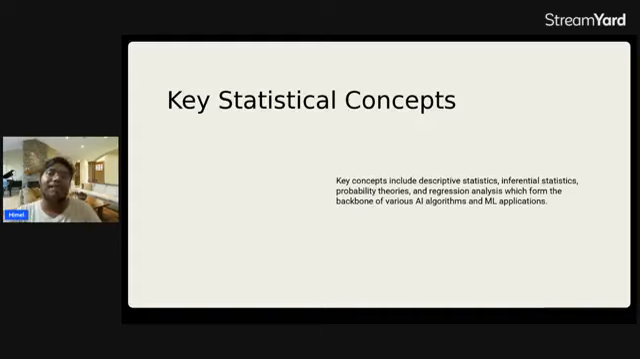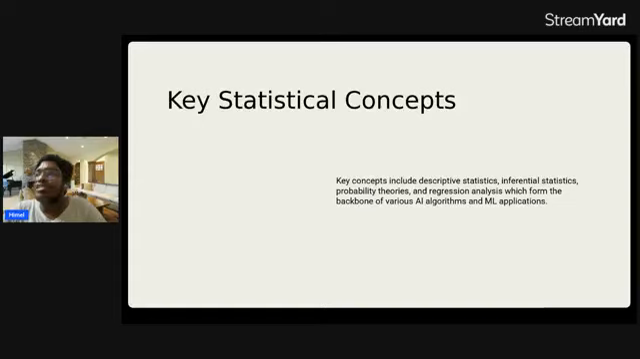Before we move into our application specific methods, we must cover the basic building blocks. Key concepts include descriptive statistics, inferential statistics, probability theory, and regression analysis. So, what is descriptive statistics? These are tools that help us summarize and describe features of the data, such as central tendency and dispersion. I have some other videos on this, like central tendency and dispersion.